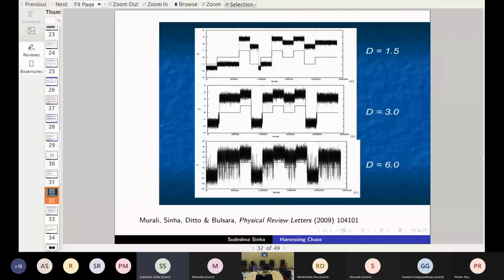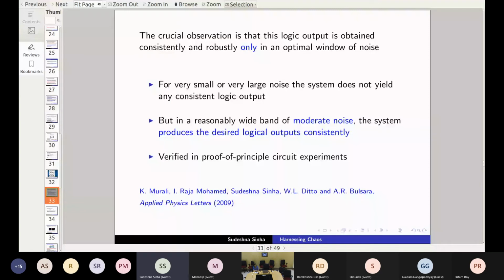If I had to say it one more time, the crucial observation is that the logic output is consistent only in the optimal window of noise. And this is actually a fairly broad, moderate window of noise. In a sense, it's a bit of a surprise, but it is an interesting surprise. And it is something which we can make work for us, because given a noise floor, you can engineer your system so that it sits in the right spot.